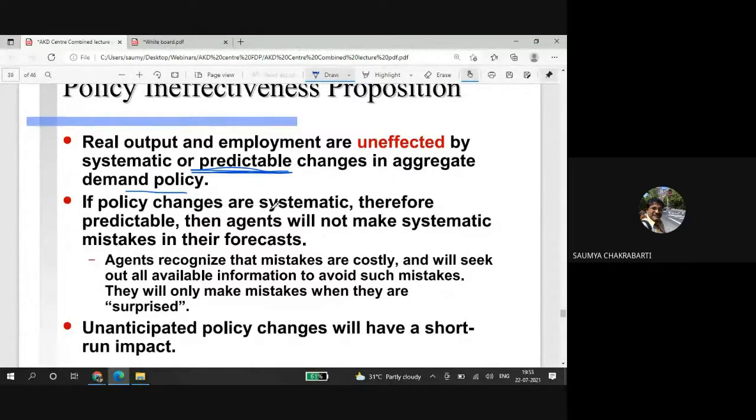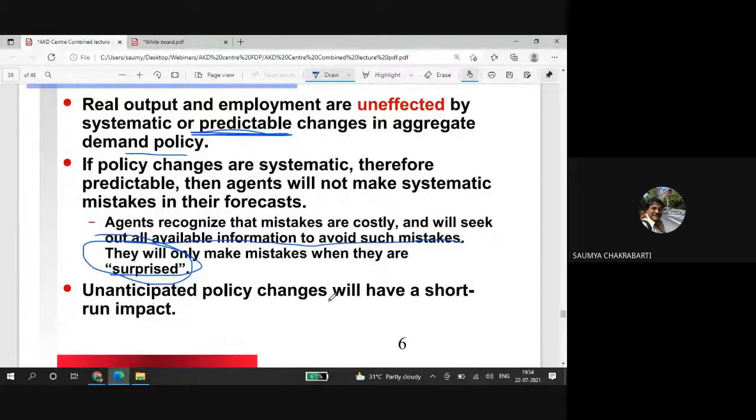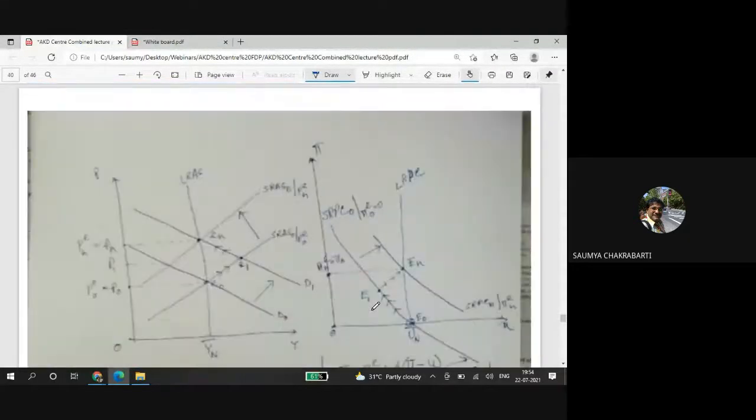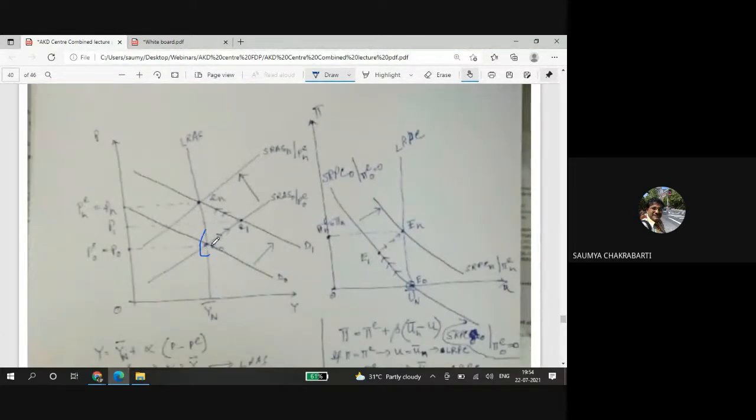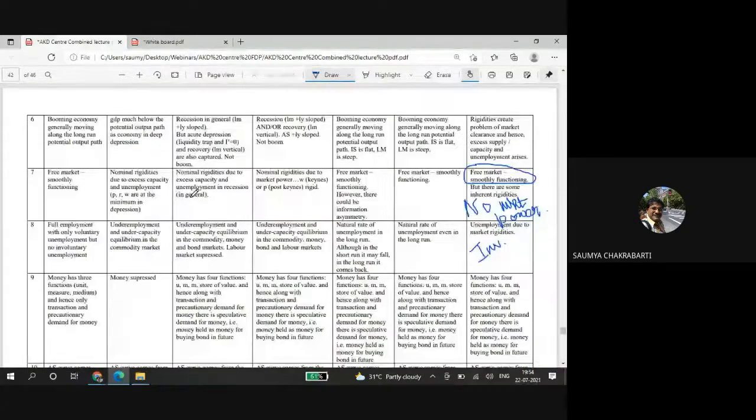If policy changes are systematic, therefore predictable, then agents will not make systematic mistakes in their forecasts. Agents recognize that mistakes are costly and will seek out all available information to avoid such mistakes. They will only make mistakes when they are surprised. Demonetization, unanticipated. Unanticipated policy changes will have short-run impact, but no long-run impact, just like monetarism. And this is the diagram that we had, E0 to En, straight away, even in the short run, no long run, short run dichotomy.